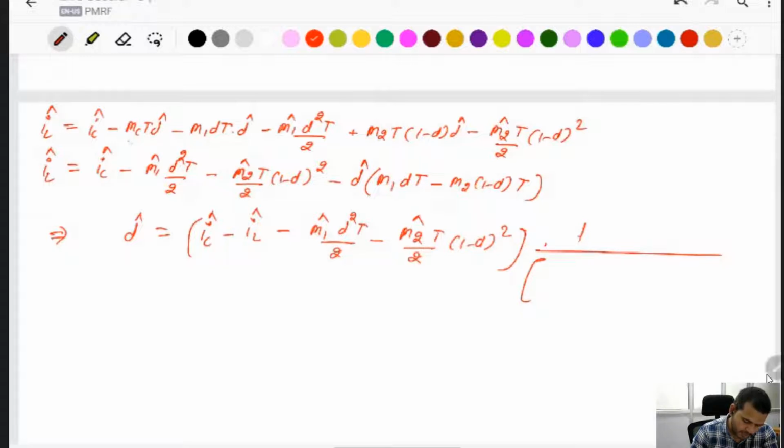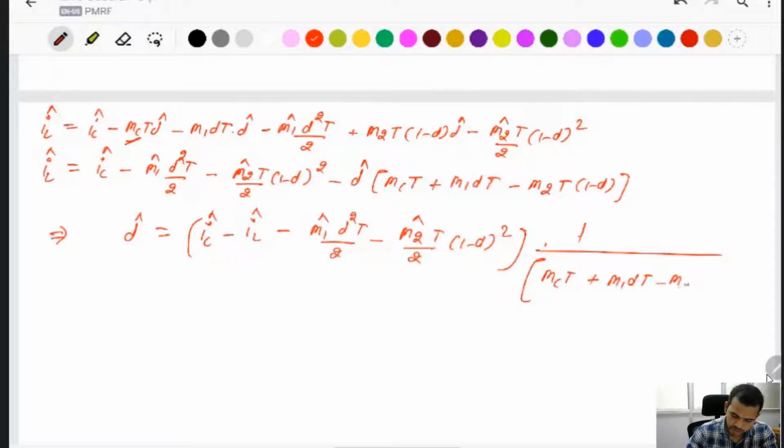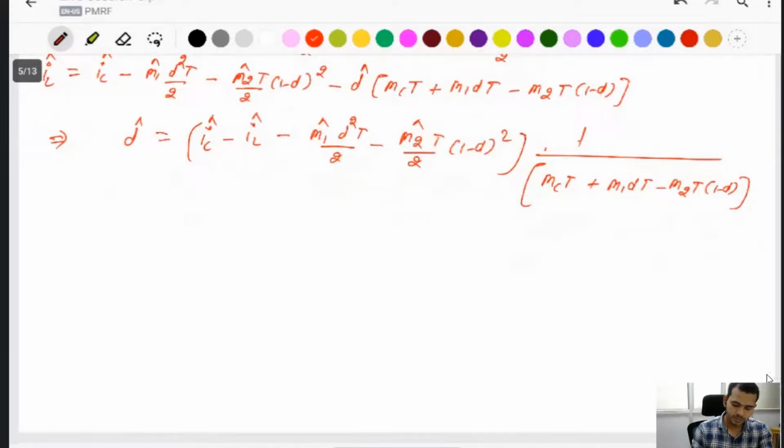So this one is the MCT plus M1 DT minus M2 T (1 minus D). Okay.